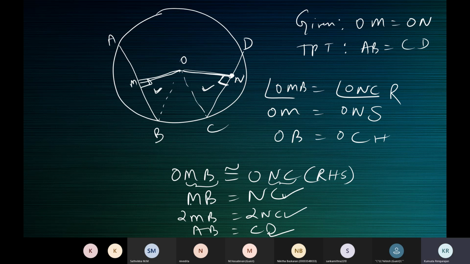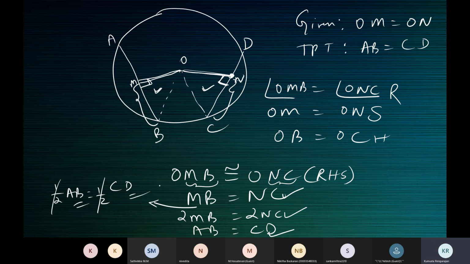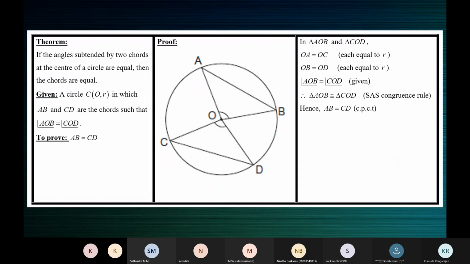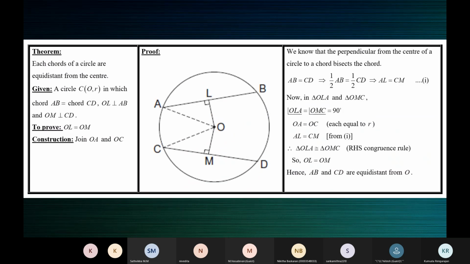Or you can also write MB as half of AB, and NC as half of CD. What is MB? It's half of AB. What is NC? It's half of CD. MB can be substituted with half AB, because MB is half of AB, and NC is half of CD. Then the half on either side gets cancelled. AB is equal to CD. Yes, children, take a screenshot.